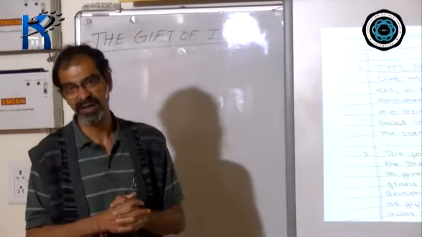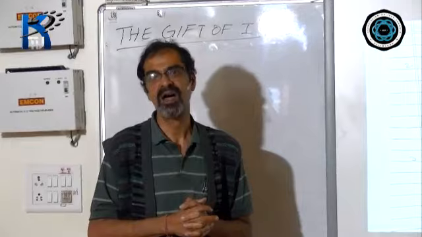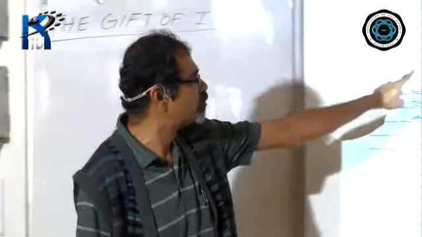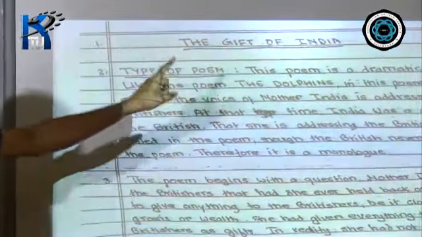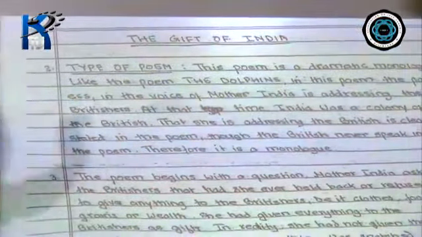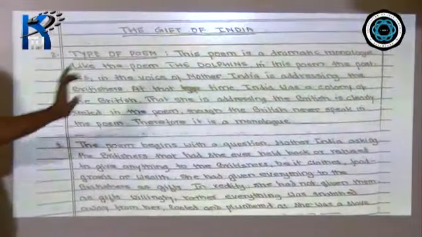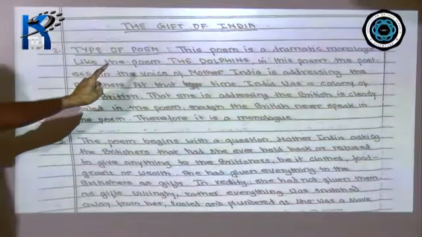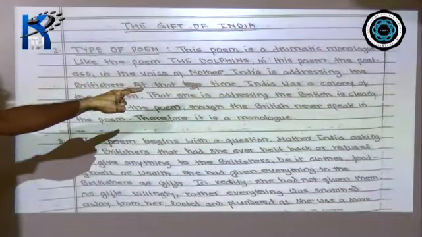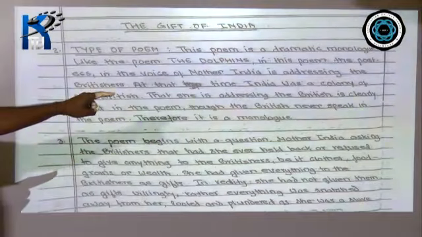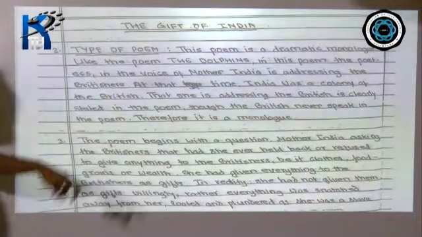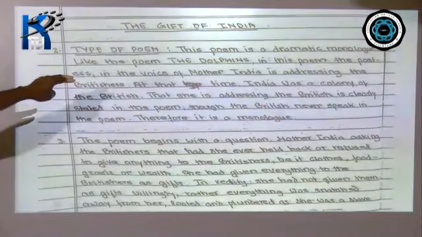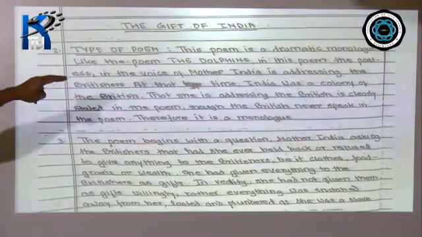One is the speaker, and one or others are silent, passive listeners. That is why, if you see the type of poem, this poem is a dramatic monologue. Like the poem The Dolphins, in this poem the poetess is speaking in the voice of Mother India. That means the speaker in the poem is Mother India, and she is addressing the Britishers. The Britishers are the silent, passive listeners.